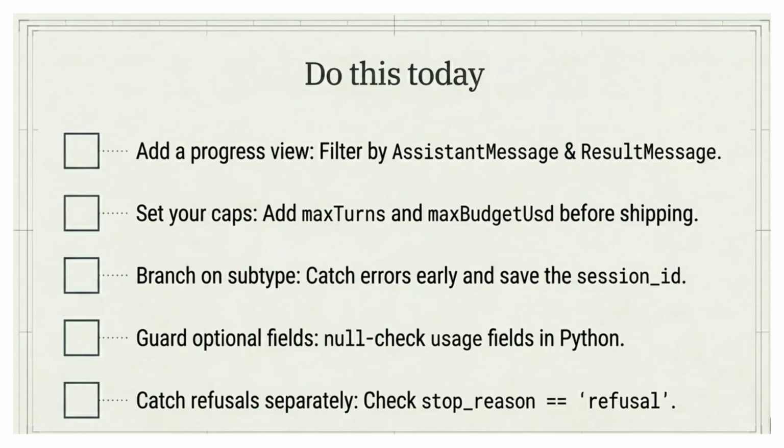In Python, null check total cost USD and usage before formatting them, so an error path does not throw a second confusing exception. Catch refusals separately. Check stop reason for refusal and handle a declined request differently from a hit limit. They are not the same problem.